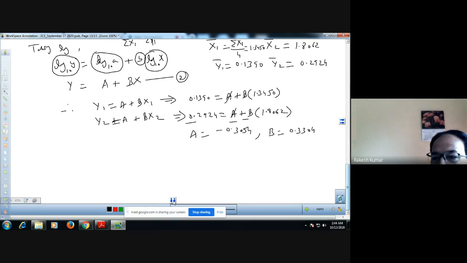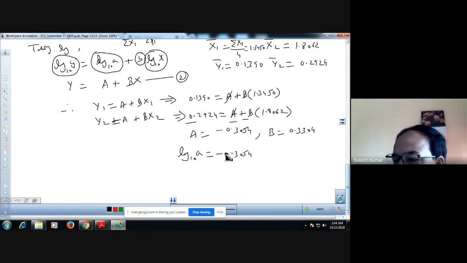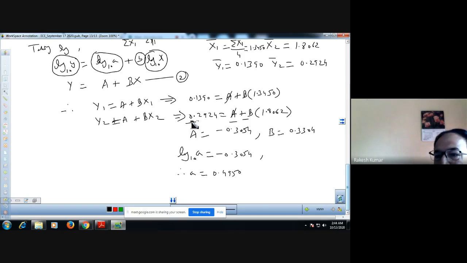Now, note that the value of capital A comes out to be negative. So what is capital A? We shall put the value here. The value of capital A is this one, that is log A to the base 10 is equal to negative 0.3054. Then to calculate A, we have to take the anti-log on the other side, and you will be able to calculate the value of small a. That will be 0.4950, and the capital B is the same as the small b. You just see. So this is your value of small b also.